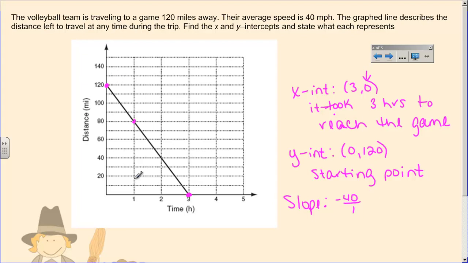And what does this mean? This is their miles traveled per hour. So this is miles over hours. The negative only gives me direction. It tells me that they are getting closer to their destination. Their distance is decreasing, but that is 40 over 1, miles over hours. This is their speed. So their slope is their speed. They are traveling 40 miles an hour.